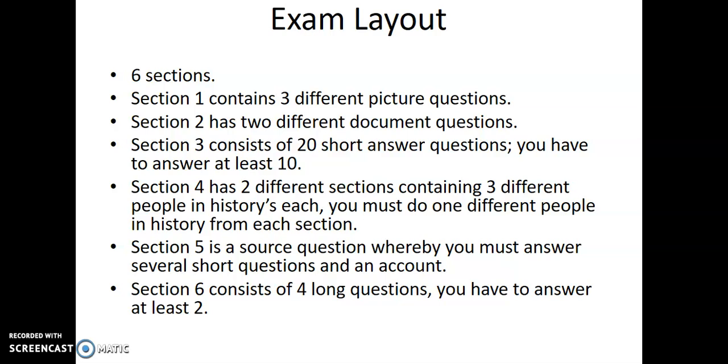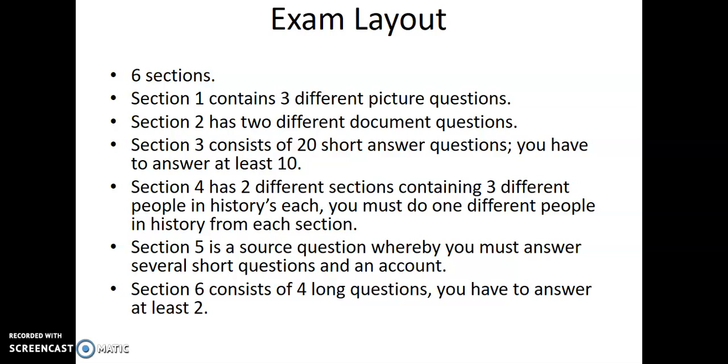But what I want you to know is that when we're talking about time constraints and time limits in the exam, it's important not to get bogged down by just doing these 20 questions, because again, you're only marked on your best 10. Section 4 is, I suppose, the essay question, or what we call the people in history, the ones that we can learn off and become exam savvy about.